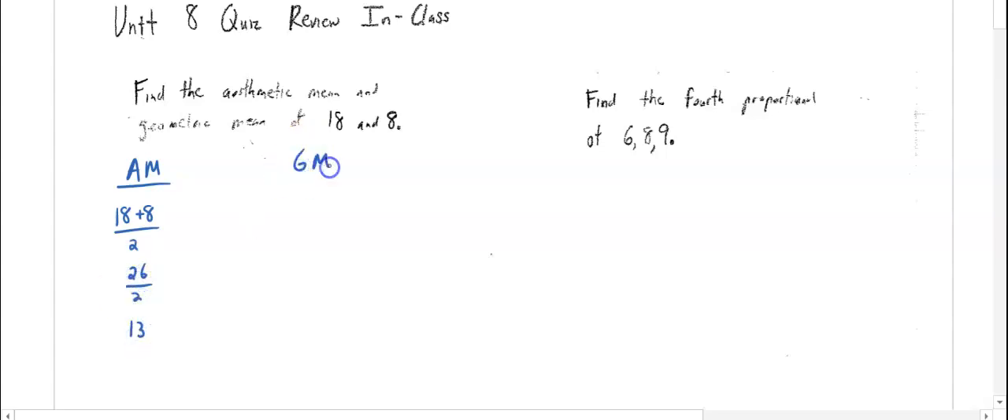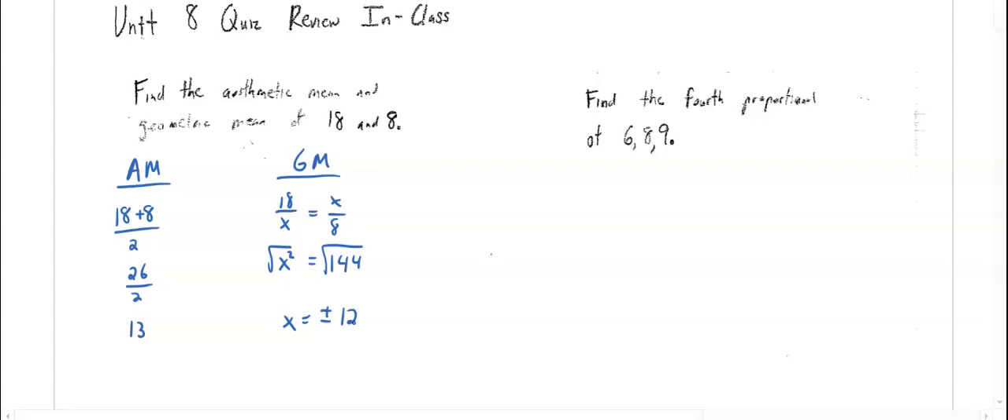The geometric mean, this is where we're going to put those numbers diagonal from each other and then x is on the other diagonal. So we have 18 over x equals x over 8. So when we cross multiply, we get x squared equals 144. We need to take the square root of both sides. Remember, when you take the square root, you need a plus or minus sign. So it'd be x equals plus and minus 12.